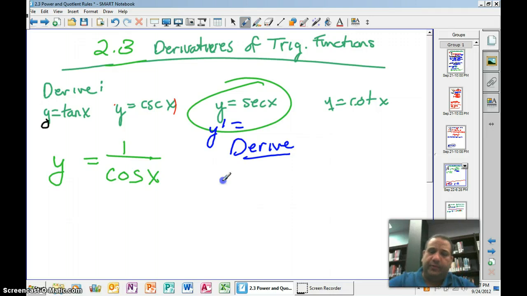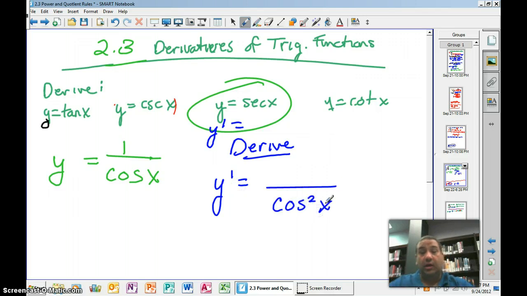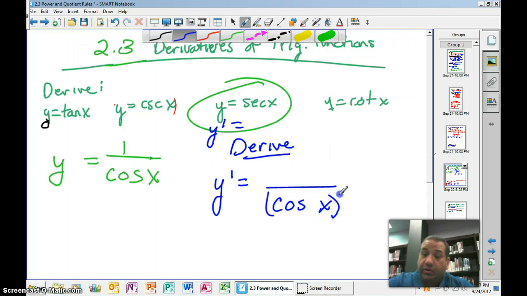So take a look. We have y prime is going to be equal to the bottom squared, cosine squared of x. Okay, square the bottom. If you don't like to put the squared there, it's okay, folks. You want to put the squared here, put it there. So it's going to be the bottom squared, and then remember, it's the bottom times the derivative of the top.